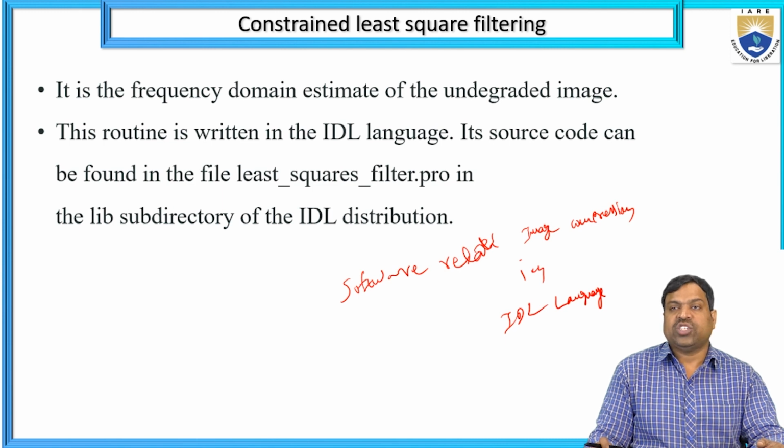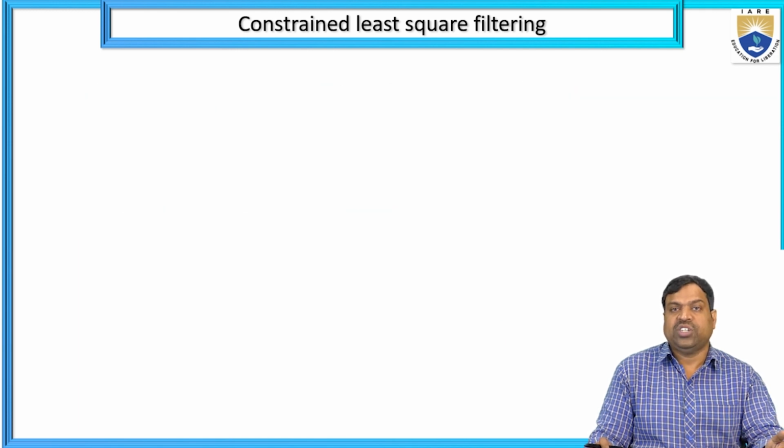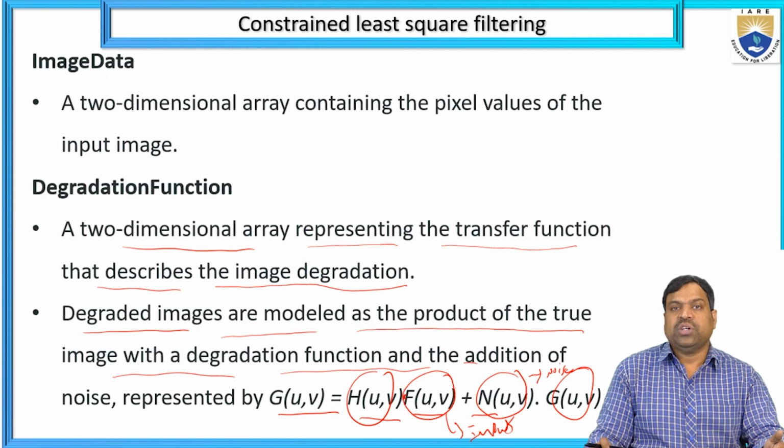And the frequency domain estimation of the undegraded image, the routine is written in the IDL language. It is the source function of least square CLS.PRO, a library function used for software related work on digital images. And what is the image data? The data is a two-dimensional array representing the transfer function that describes the image degradation, and the degraded images are modeled as a product of the true image with a degradation function, in addition to the noise.